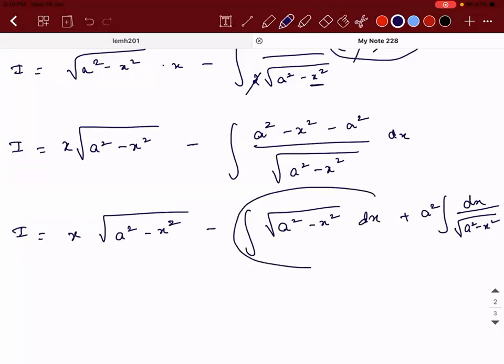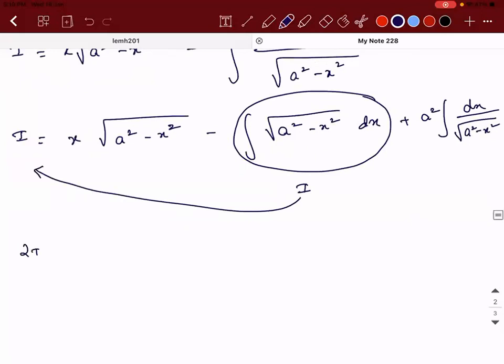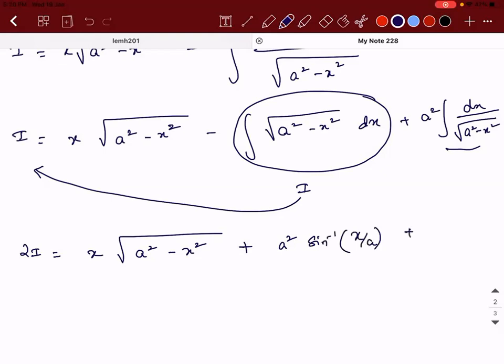This whole thing will be what? This will be I, I into I, this will be 2I. So 2I is equal to x into root of a square minus x square plus a square into 1 by root of a square minus x square is sine inverse of x by a plus c. Bring this 2 this side. Here it will be 2, here it will be 2. This is the answer. x by 2 into root of a square minus x square plus a square by 2 into sine inverse of x divided by a plus c is going to be the final answer.